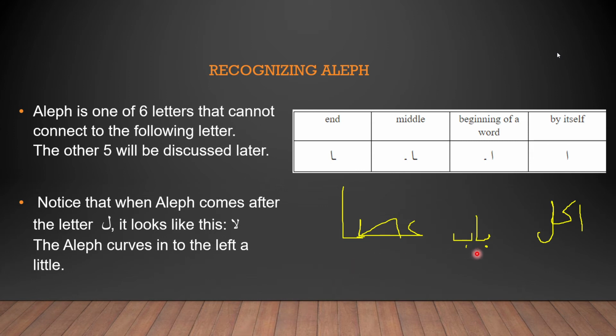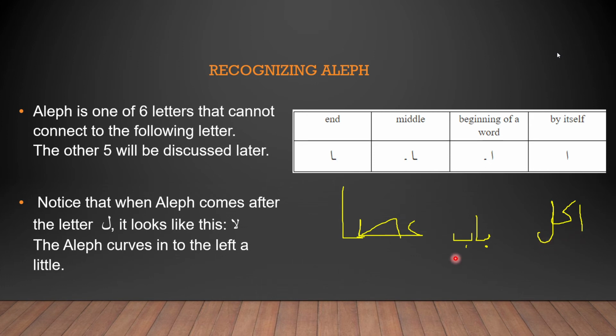Now another thing we have to notice is that this is alif and this is kaf, but they are not connected. This is alif and this is ba, but they are not connected. However, ba and this ba is connected. Sad and this alif is connected. Why does that happen? This happens because alif is one of the 6 letters that cannot connect to the following letter. So the following letter means the letter after alif. Kaf comes after alif. Alif is first and kaf comes after it. So kaf is not connected to alif.